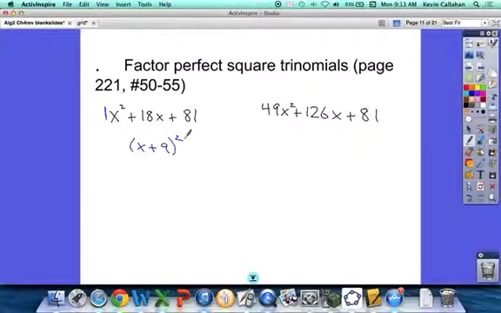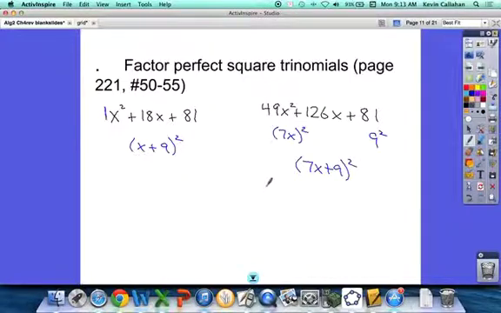Okay, it's a little more apparent what we're doing when that's not a 1, right? But you could see that that's 7x in parentheses squared. And that's 9 squared. So your guess is that, since that's a perfect square and that's a perfect square, this whole thing could be 7x plus 9 squared. And the only thing you've got to check is the middle term. Is the middle term the correct middle term?